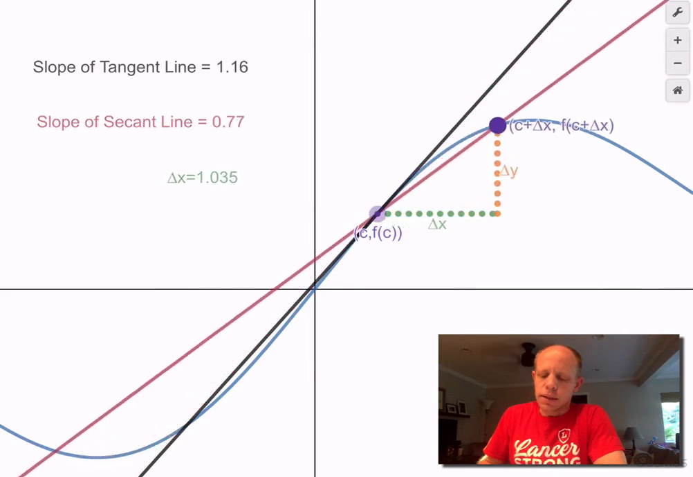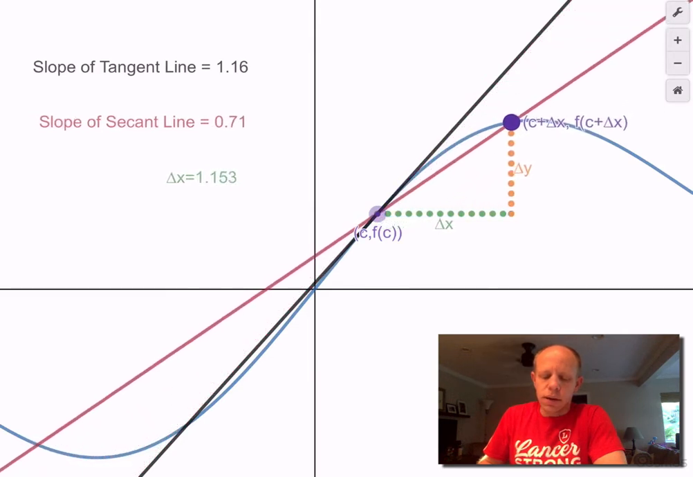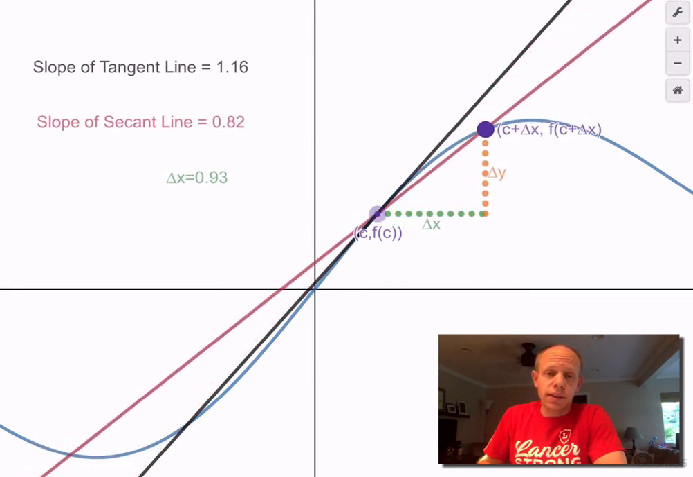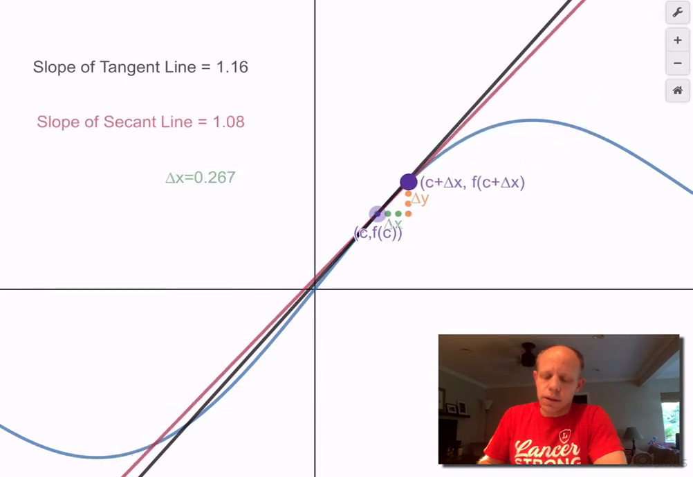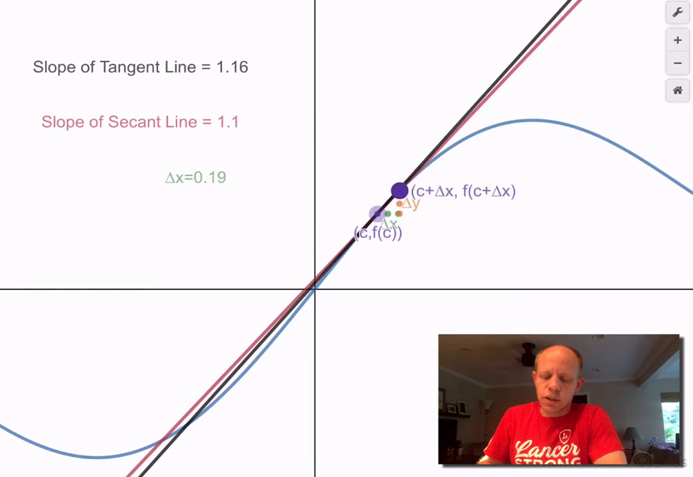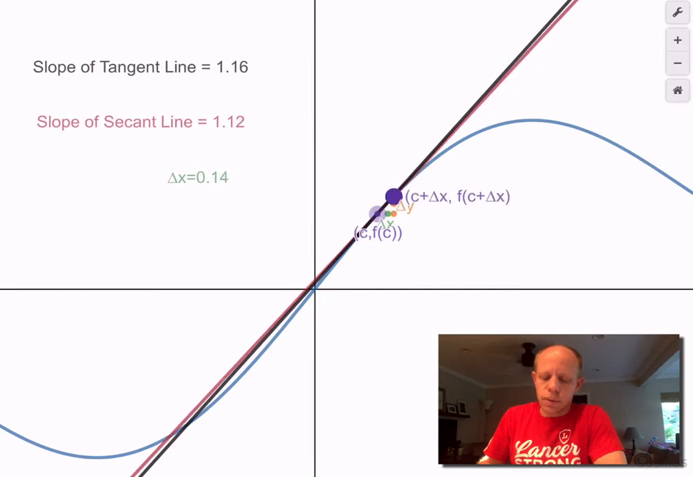And so what's happening here is we're shrinking that delta x, and we're letting it get closer and closer to 0. So you can notice as that delta x gets smaller, the slope of the secant line is getting closer and closer to the actual slope of the tangent line.